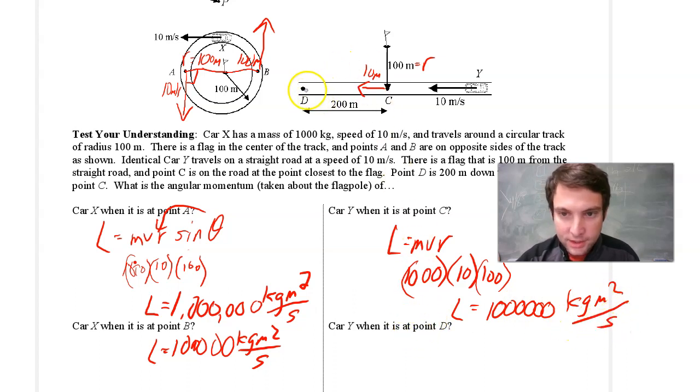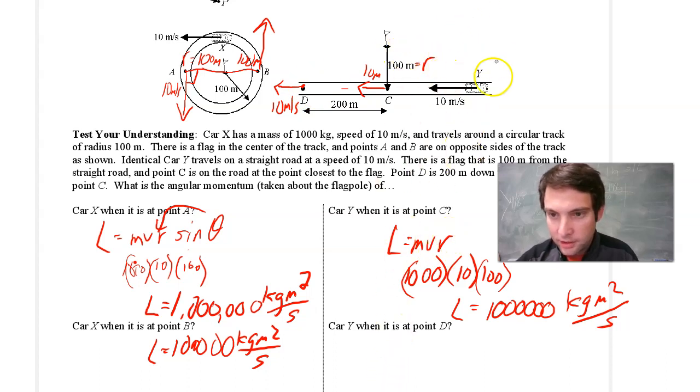What about at point D? All right, so now we're at point D. We have this big, long distance. We know our velocity is going to be going in this way. It's going to be 10 meters per second. This is 200 here, and this is 100. So what is the distance from the flag?